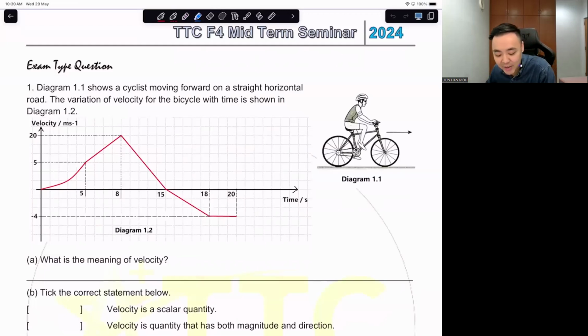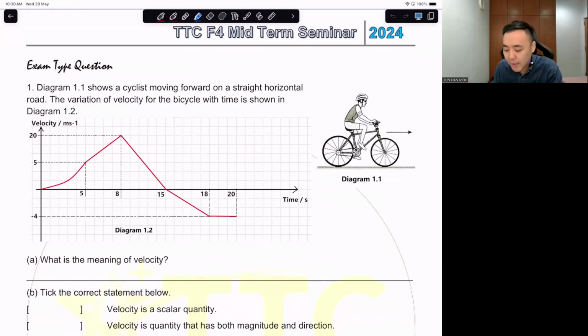Diagram 1.1 shows a cyclist moving forward on a straight horizontal road. The variation of velocity of the bicycle with time is shown in diagram 1.2. Now, motion graph questions, you have 3 types of motion graph, to be honest. 3 different types. Displacement graph, velocity graph, acceleration graph. Among all 3, velocity is the most famous one because they have a lot more things to ask. But normally in the exam, you expect them to come out with displacement or velocity. Is it possible to come out with acceleration? Yes, but for acceleration the questions are quite limited. Nothing much to ask, so they don't like asking for acceleration.